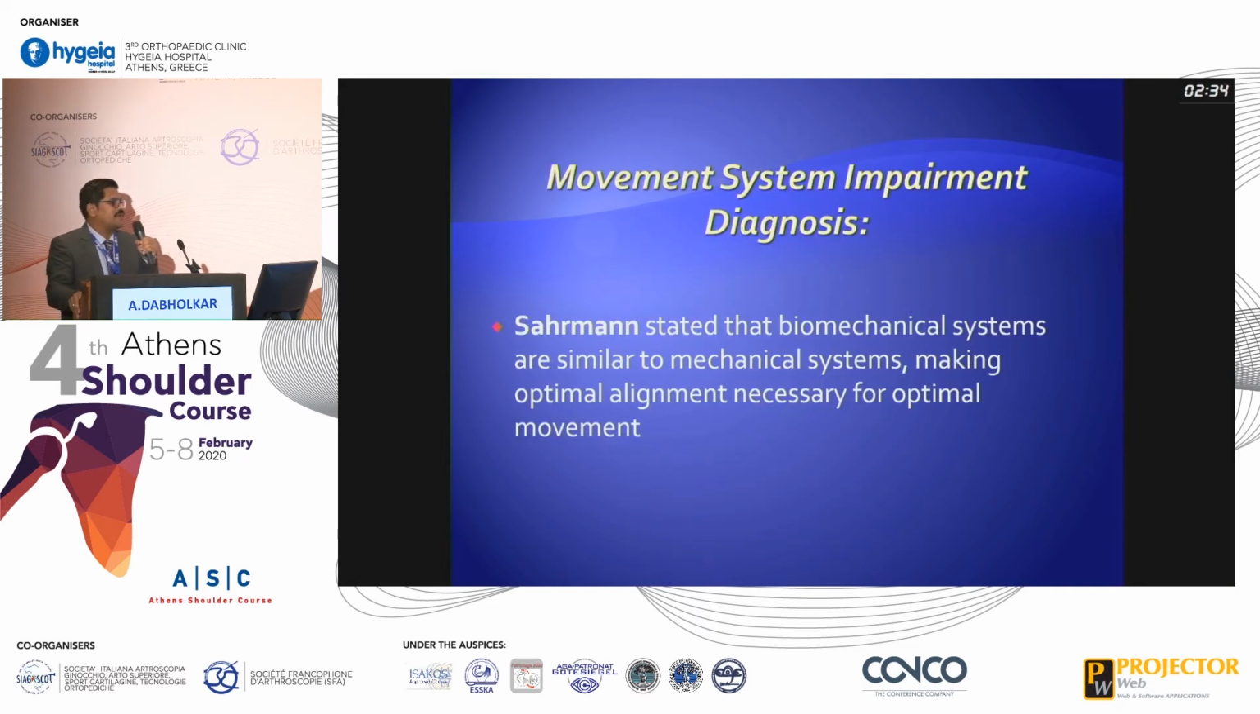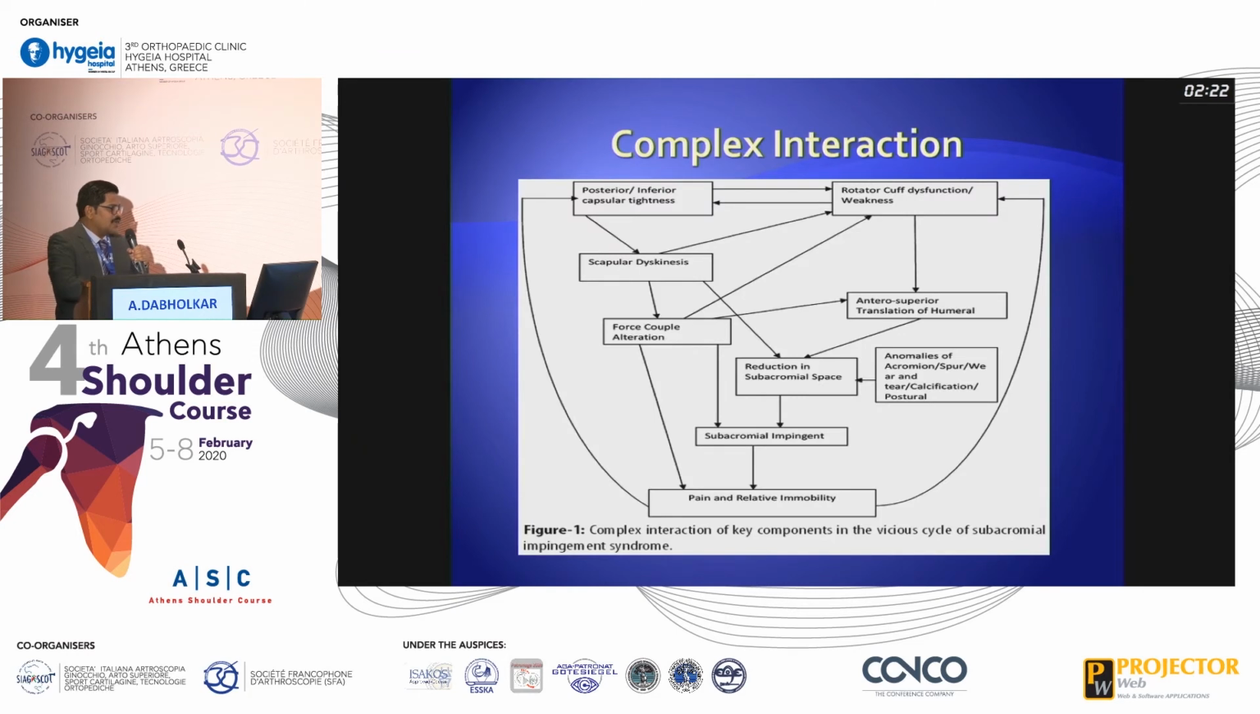Sahrmann, okay, everybody knows Sahrmann. She talks about the normal alignment. Normal alignment is extremely, extremely important because if there is no normal alignment, there is no optimal movement. So there is a complex interaction.